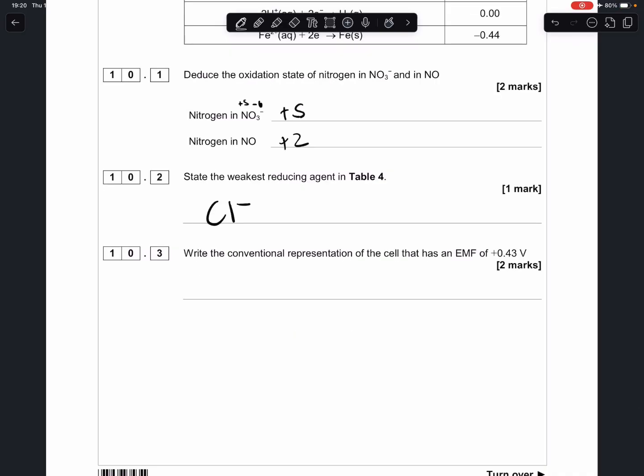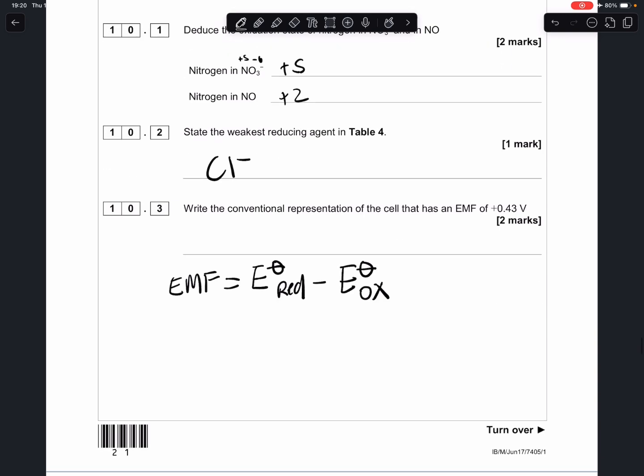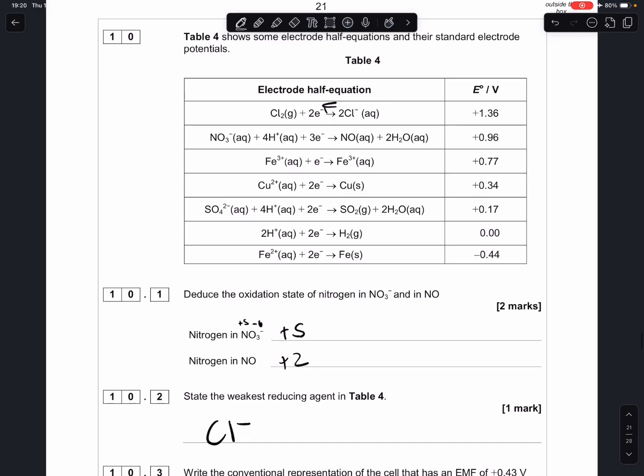Write the conventional representation of the cell that has an EMF of 0.43. So if we remember, EMF, or the E0 of the cell, should equal the E0 of the reduced minus the E0 of the oxidized cell. So if we put 0.43 here, we just need to look for the reduced and the oxidized cell. That gives us a value of 0.43 volts. And if you have a little scan of this table, through trial and error, you should be able to see that this minus this gives you your 0.43. So therefore, our cell consists of these two here.